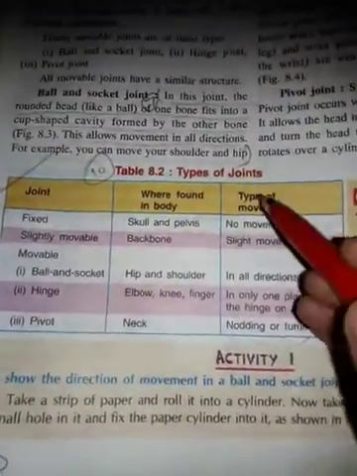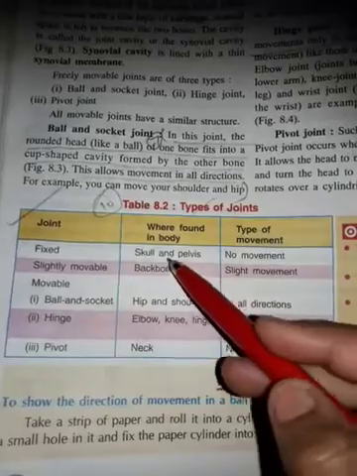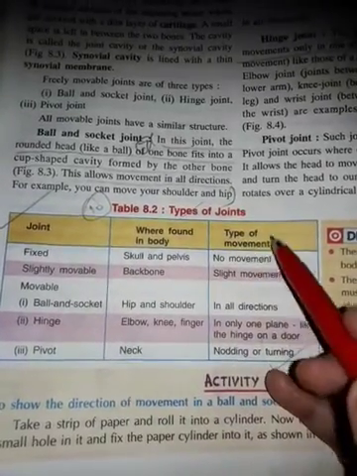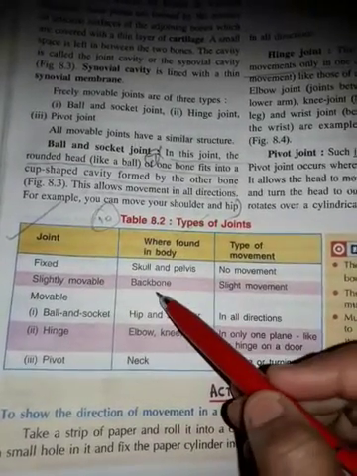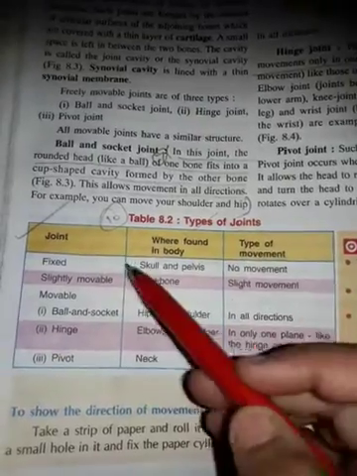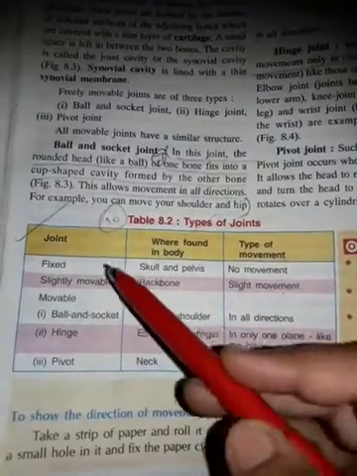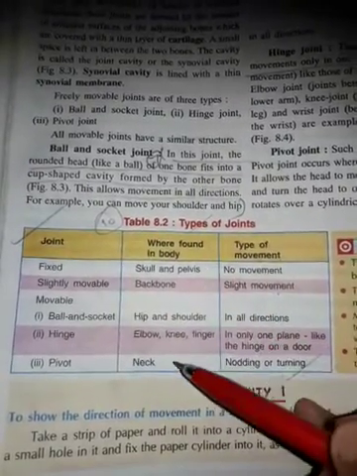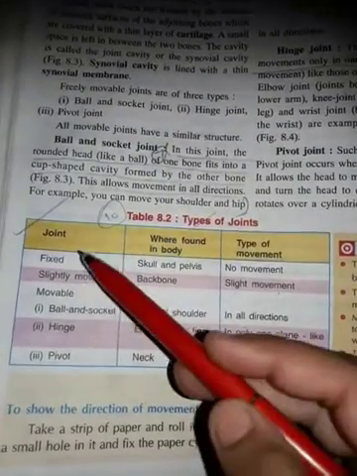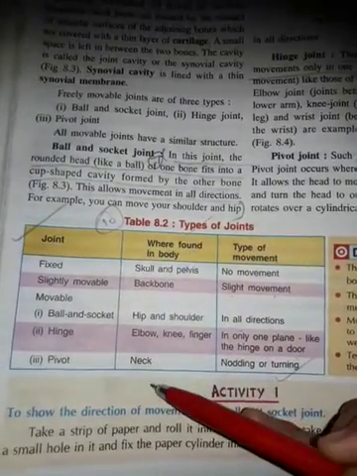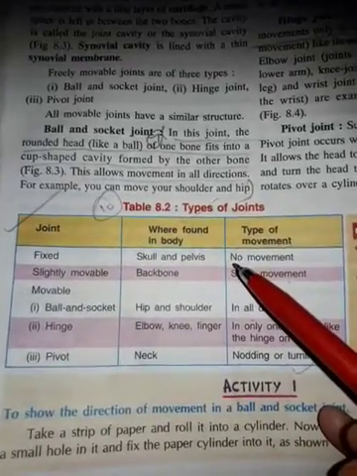Here you can see the types of joints. Fixed joints are found in the skull and pelvis, with no movement. Slightly movable joints are found in the backbone, with slight movement. Movable ball and socket joints are found in the hip and shoulder, moving in all directions. Hinge joints are found in the elbow, knee and fingers, moving in only one plane, like the hinge on a door. Pivot joints are found in the neck, allowing nodding or turning. So this table you also have to learn.